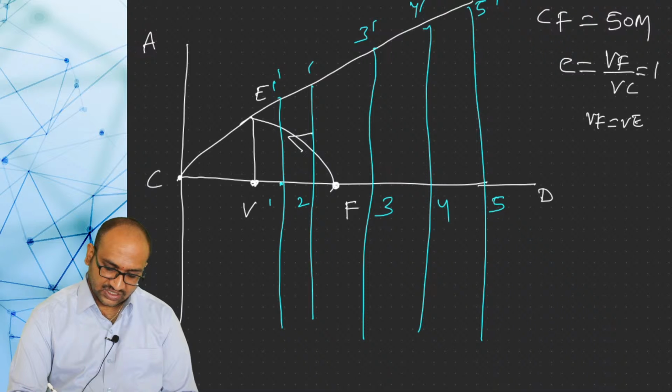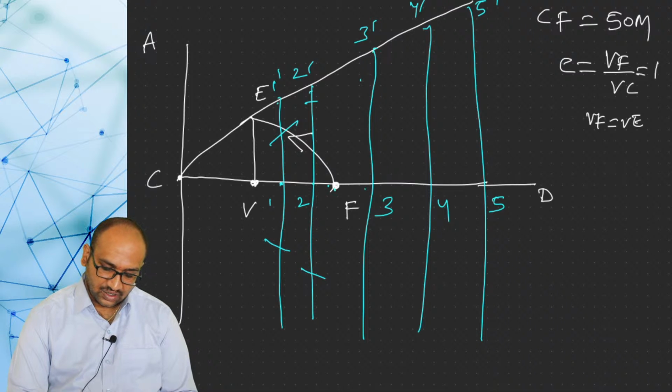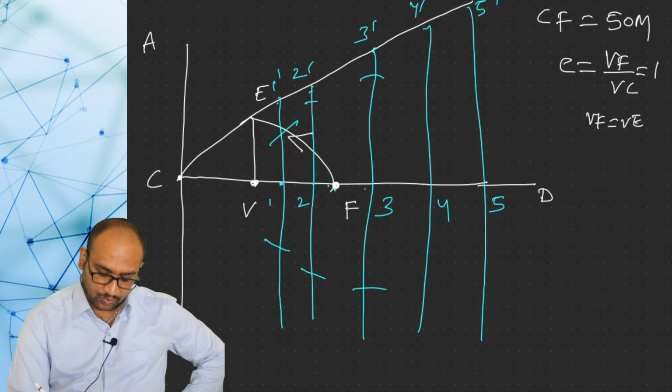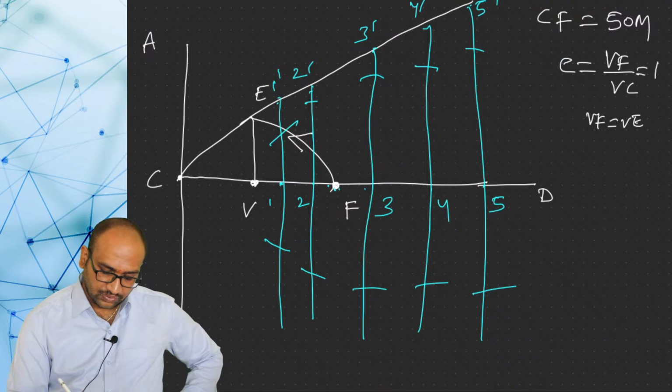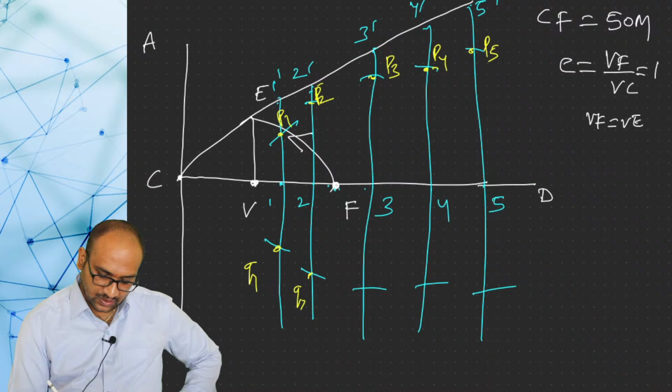Next, with the help of a compass, measure the distance from 1 to 1 dash, and with F as center, draw arcs on both sides of the axis. Next, the 2 to 2 dash distance, with F as center, draw arcs on both sides of the axis. Similarly for 3 to 3 dash, 4 to 4 dash, and 5 to 5 dash, with F as center, draw arcs on both sides of the axis. Now name these points P1, P2, P3, P4, P5, Q1, Q2, Q3, Q4, Q5.